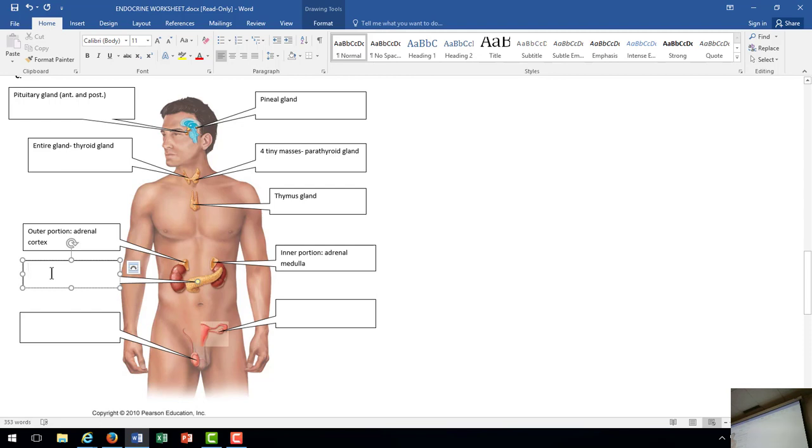And this gland is important for blood sugar control. What is this one? This kind of flag-shaped gland here. Yep, the pancreas. And then we have a hermaphrodite individual here with both parts. So we have the ovaries and the testes. So these are the major endocrine organs.